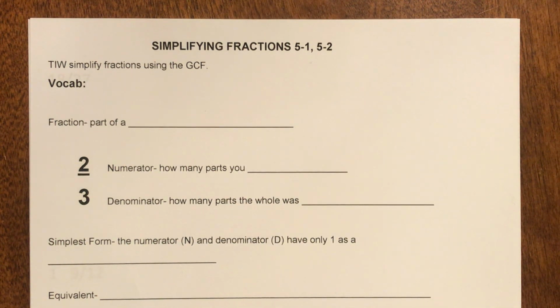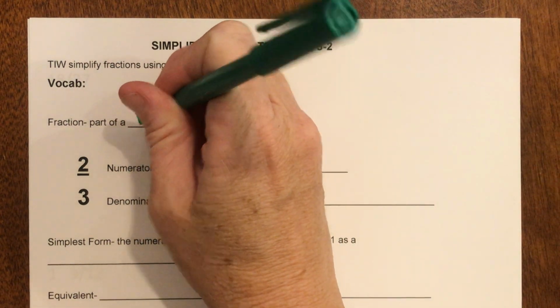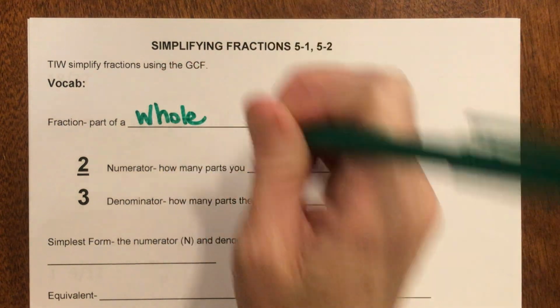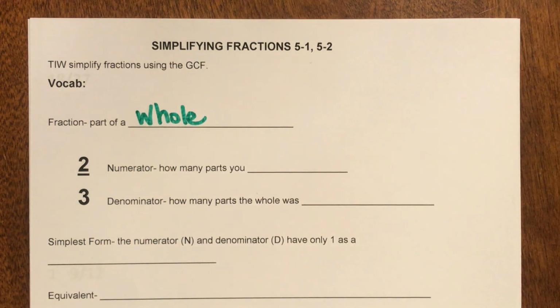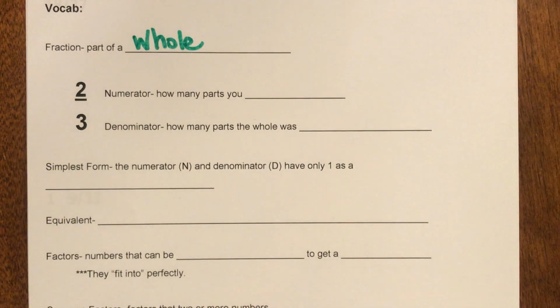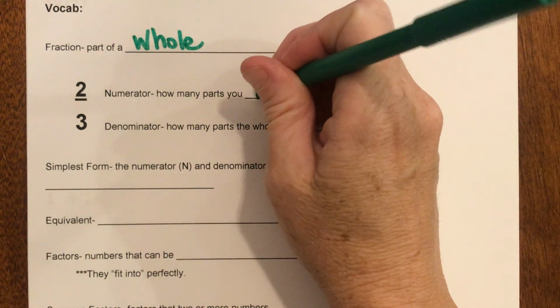Okay, our first vocab word is fraction. A fraction is just part of a whole. So in Units 3 and 4, we did everything about decimals. Decimals are also parts of wholes. A fraction has two parts. The top part is called the numerator, and it's how many parts you have.